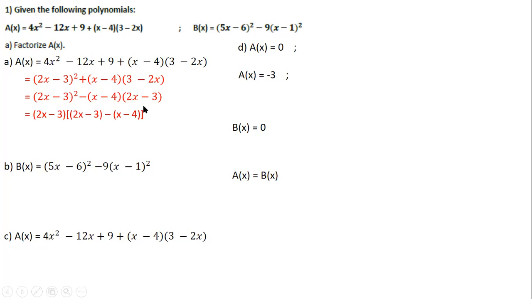Now we should remove the bracket. Now 2x minus x is how much? X. Minus 3 plus 4 is how much? 1. Bravo. So 2x minus 3 into x plus 1. Okay, Fadil? Okay.